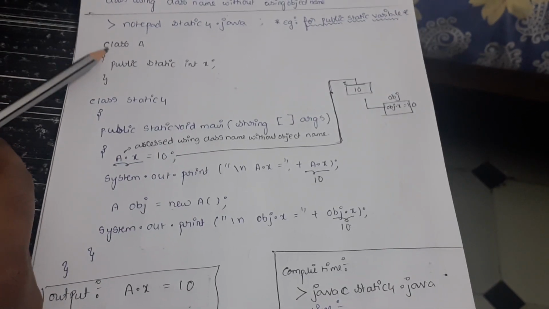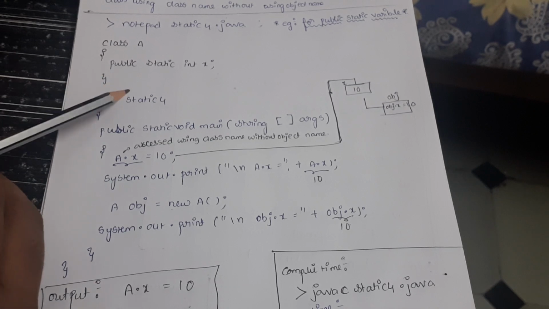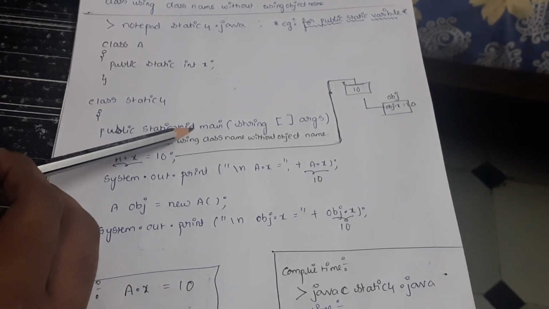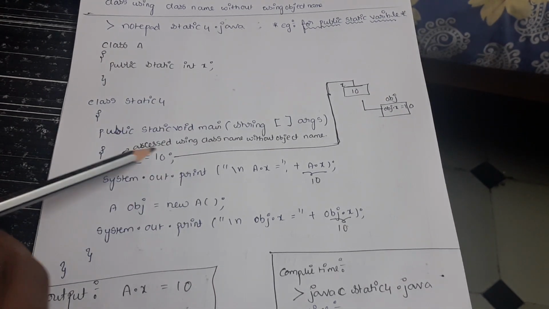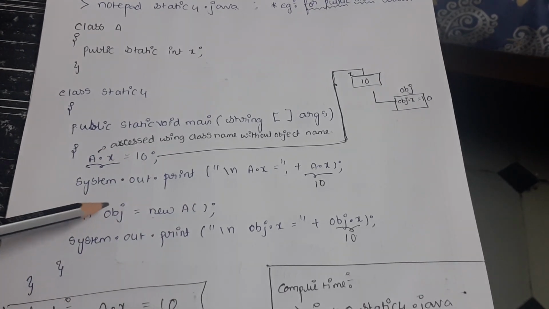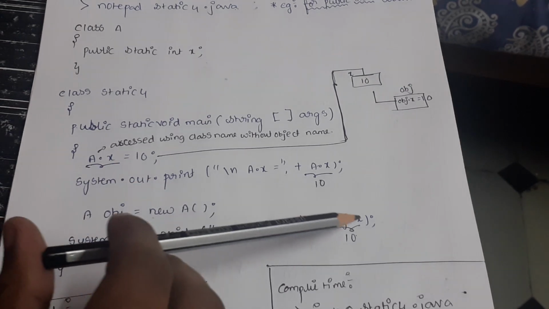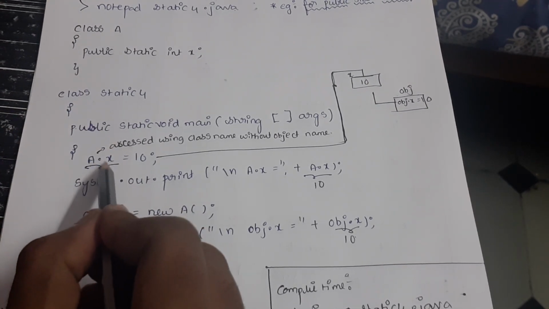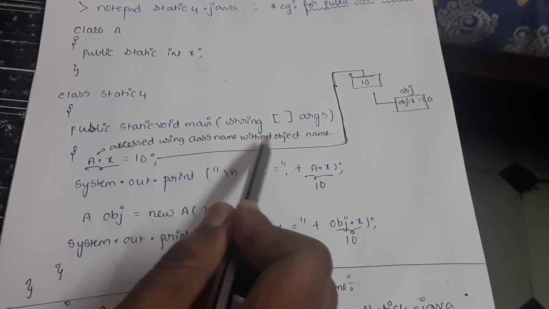Here is the program: class A, public static int x. The class name is static4. Public static void main, String args. Here A.x is equal to 10. Now I am printing the value of A.x. Now A object is equal to new A, System.out.print object.x. I already mentioned that by using the class name also we can access the values, without using an object name.